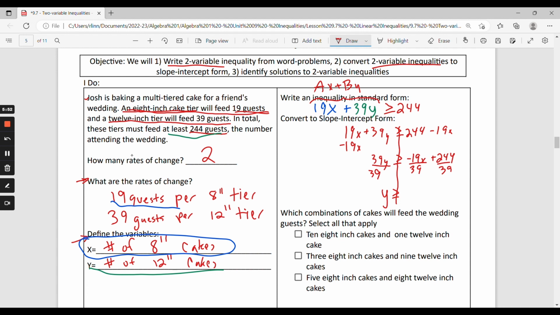So we would have y is greater than or equal to negative 19x divided by 39 plus 244 over 39.